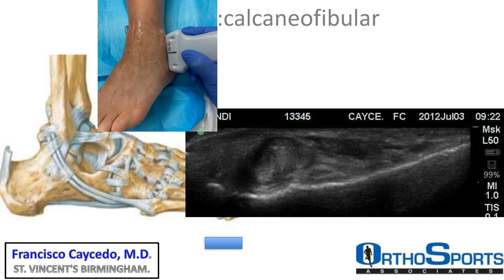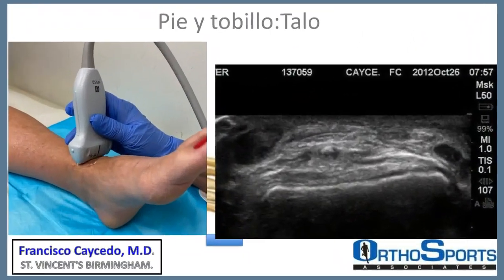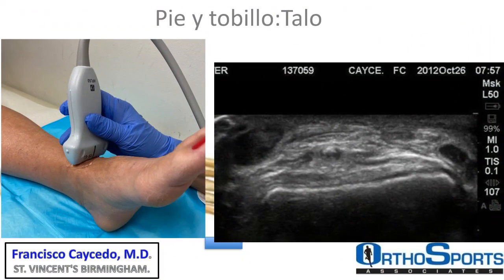And if it's a gap, you can see the black or the anechoic signals. So that's a very good test to evaluate the competence of the normal and the thickness of these ligaments.